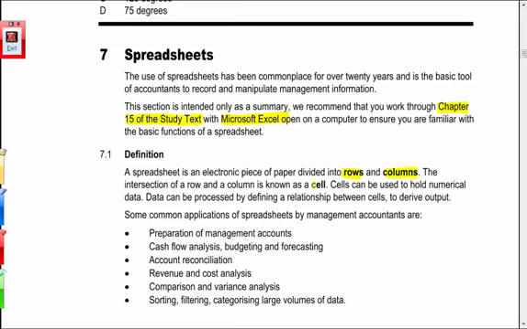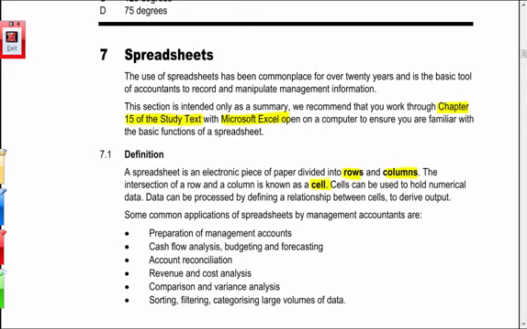So a spreadsheet then is an electronic piece of paper divided into rows and columns, and the point at which they meet is a cell. So each cell then will have a unique location, for example B4, and you'll be able to work out that that is the 4th row down in the 2nd column.